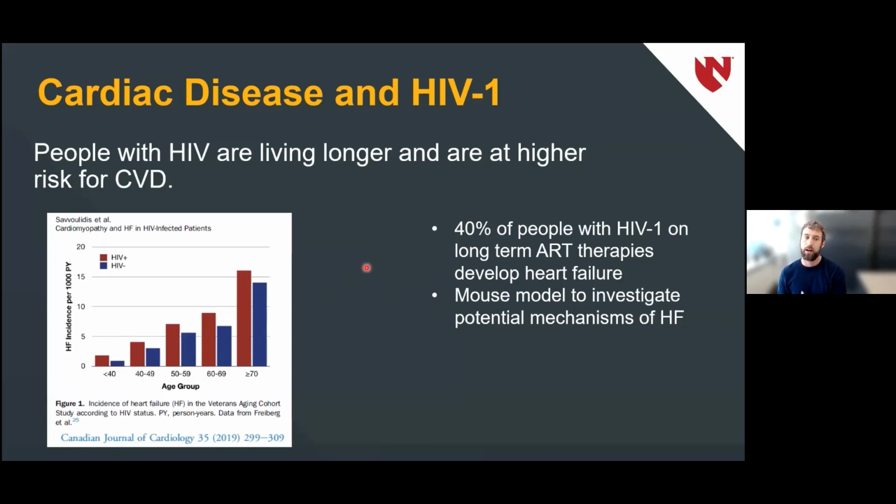40% of the people with HIV-1 on long-term antiretroviral therapies develop heart failure. There are other models to investigate HIV-1, such as the SIV model. However, that relates well but is expensive and hard to do. And so we need a mouse model to investigate potential mechanisms of heart failure in HIV-1 animals.